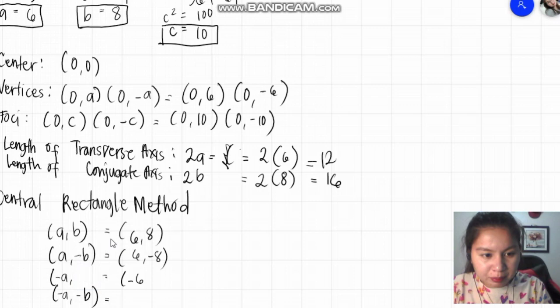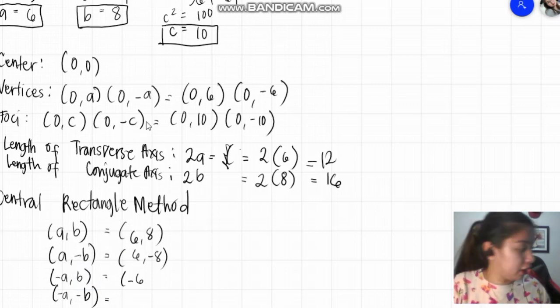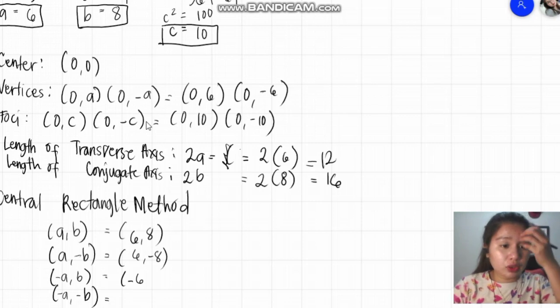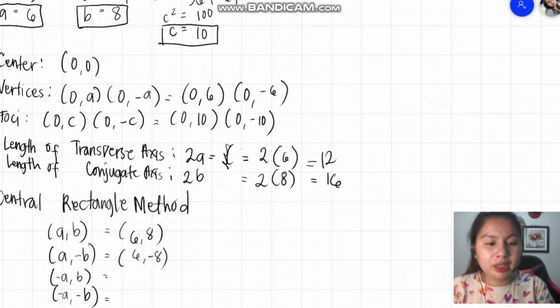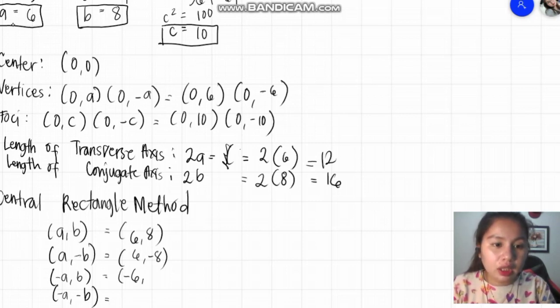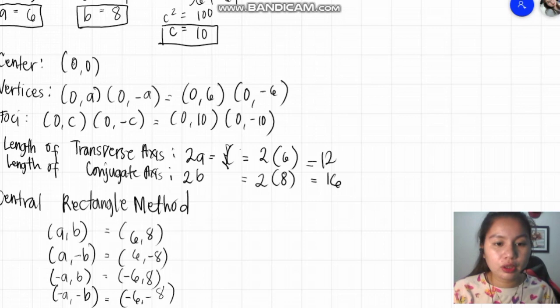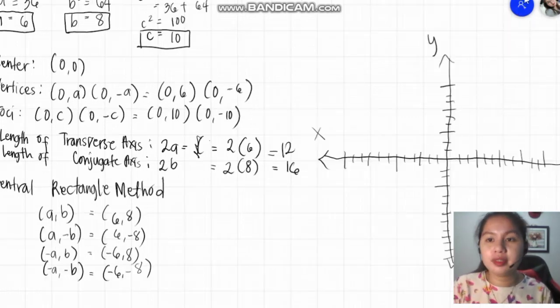So, negative A and positive B. So, we have negative A, which is negative 6. And then we have B, which is positive 8. And then we have negative A, negative B. So, negative 6, and then we have negative 8. Okay. So, ilalocate lang natin yan para makapag-graph na tayo.